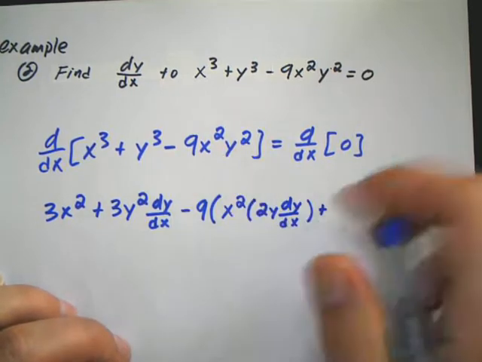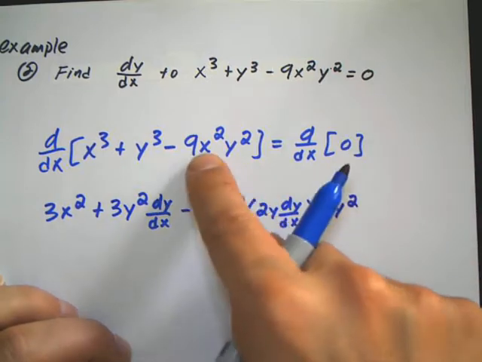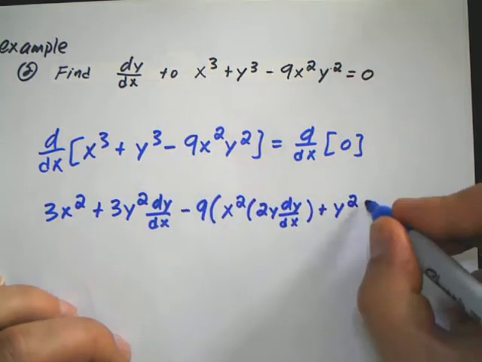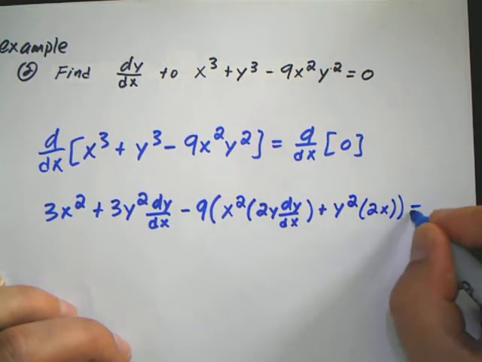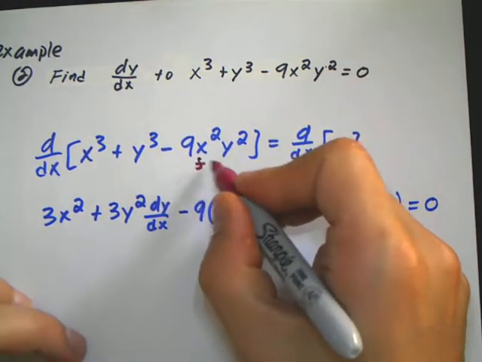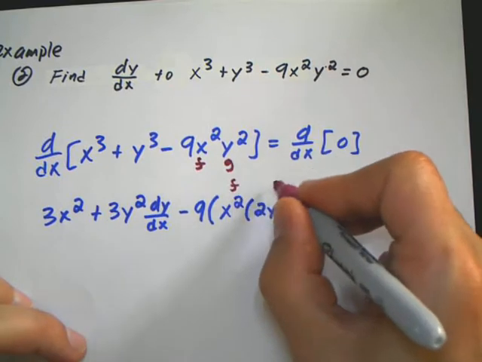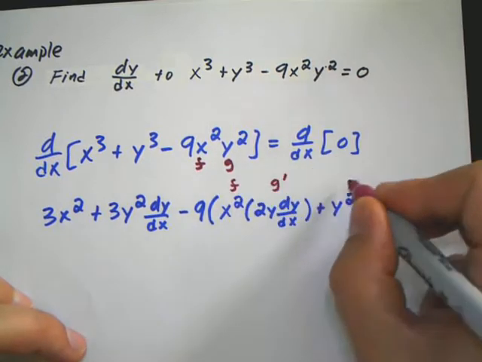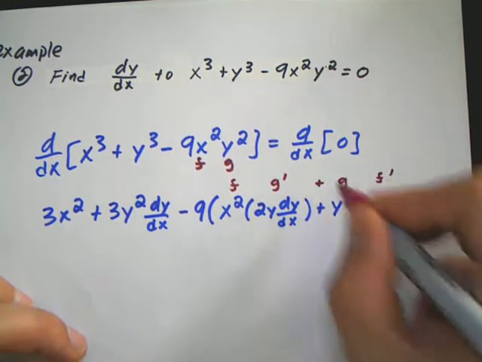Keep y squared the same, and now the derivative of x is going to be 2x, and this is going to be equal to 0. So if you think of this as the f and then the g, this is the f, this is the g prime, this is the g, and this is the f prime in the product rule.